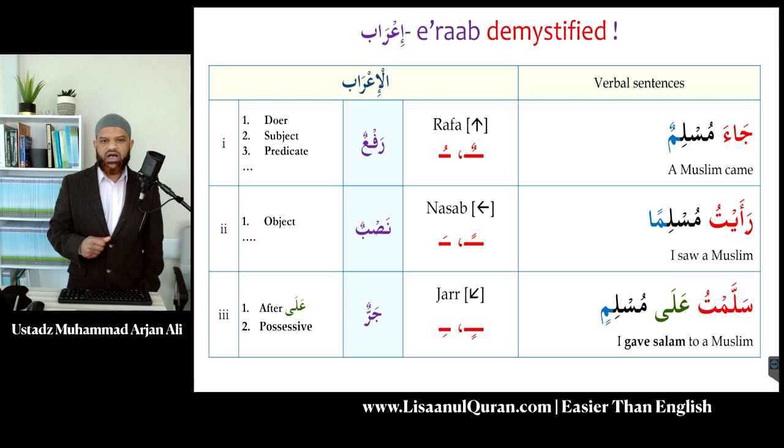How do I know it's Rafa? Un, or U if I put Al. How do I know it's Nasab? An, or A if I put Al. And how do I know it's Jar? In, or E if I put Al. Our three sentence example to illustrate.